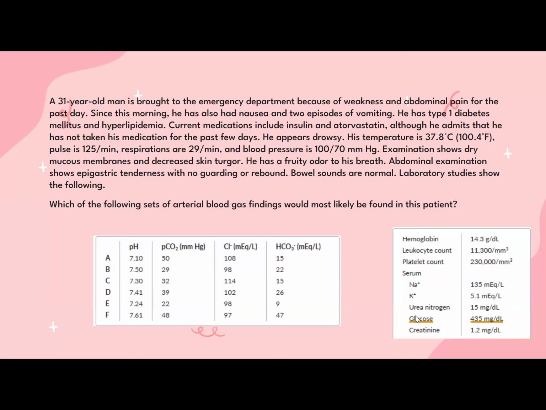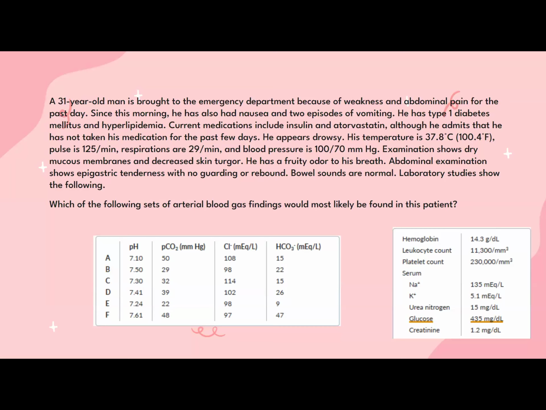So the glucose is super elevated, and he is a type 1 diabetic. He admits that he has not taken his medication for the past few days. He's drowsy right now, with dry mucous membranes and a fruity odor to his breath. All of this points towards, I want to hear you say it. Exactly, diabetic ketoacidosis. And we know that diabetic ketoacidosis is one of the MUDPILES things, right? It's the D in MUDPILES.